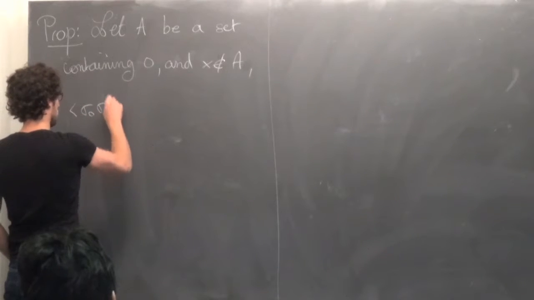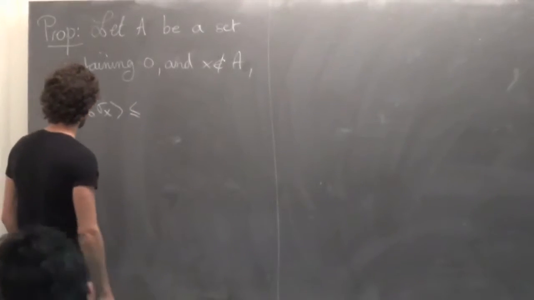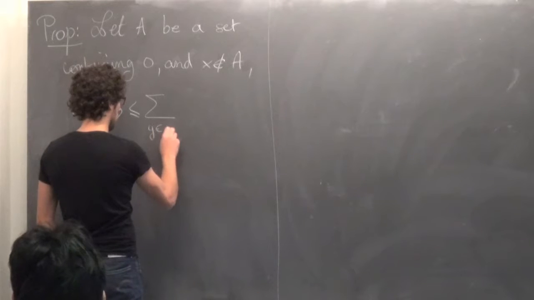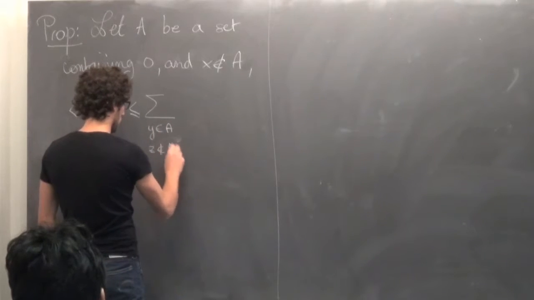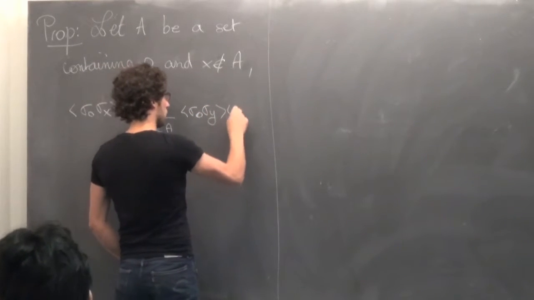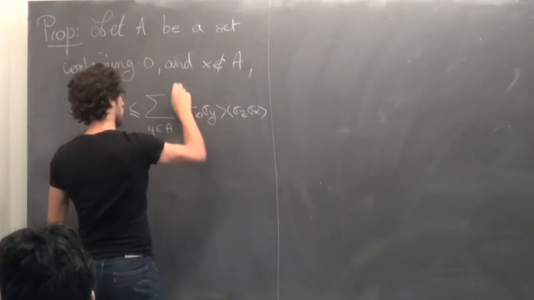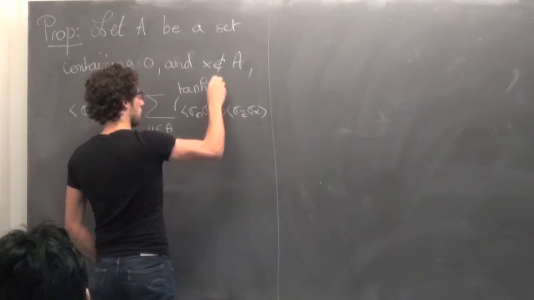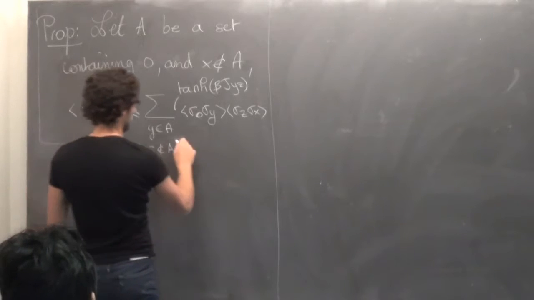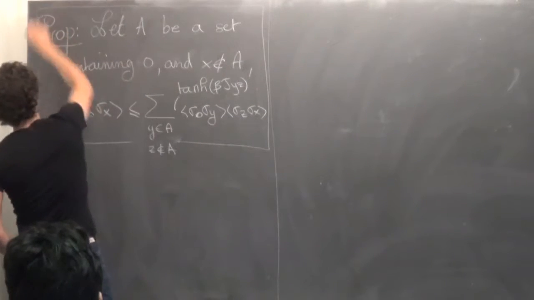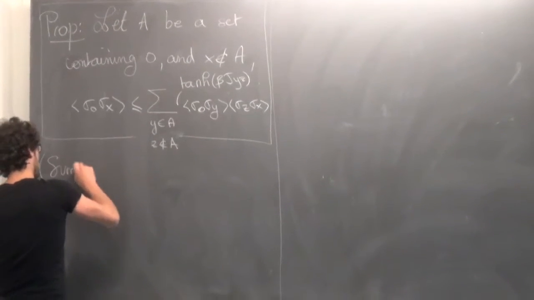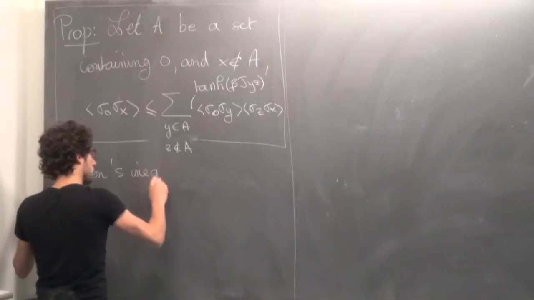Sigma 0, sigma x is going to be smaller or equal to the sum of y in A and z not in A of sigma 0, sigma y, sigma z, sigma x. And here I'm going to put a hyperbolic tangent of beta J_yz. So this is called Simon's inequality. And I'm going to prove it.